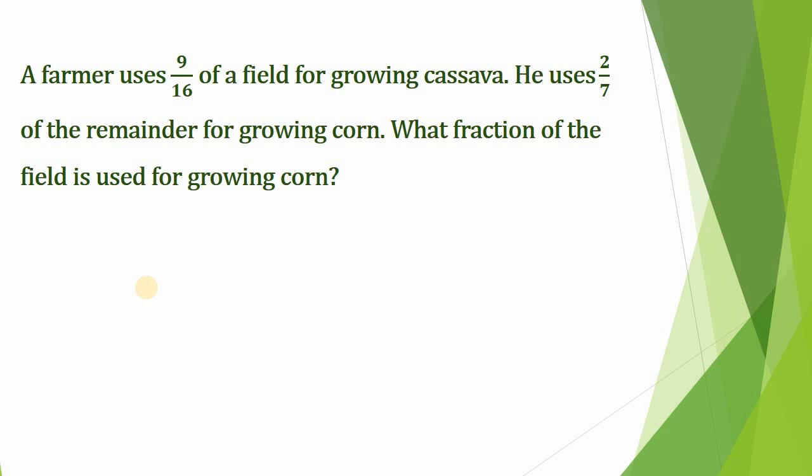Now the next question says, a farmer uses 9/16 of a field for growing cassava. He uses 2/7 of the remainder for growing corn. What fraction of the field is used for growing corn? Okay, so first of all, we need to find the remainder that is left after growing cassava, and then we'll find out what is 2/7 of the remainder, which will give us what is used for growing corn.